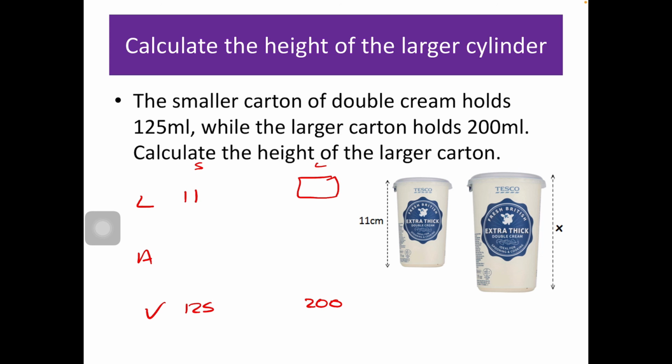So I can find my volume scale factor first. So I can do 200 divided by 125 to give me 1.6. Okay, now to find my length scale factor, obviously I'm not going to cube it now, I'm going to do the opposite. So to find my length scale factor, I need to do the cube root of 1.6.